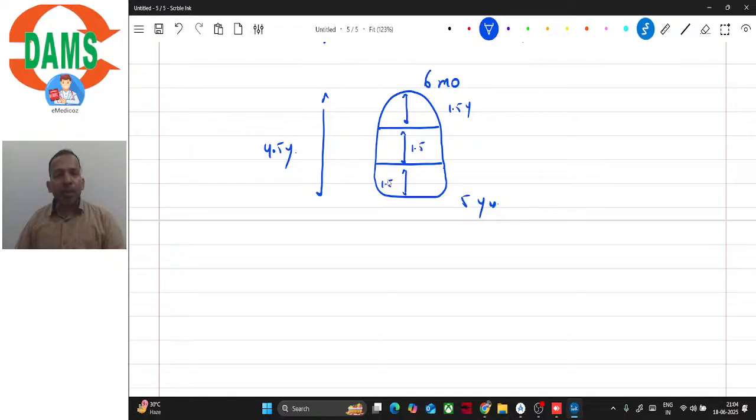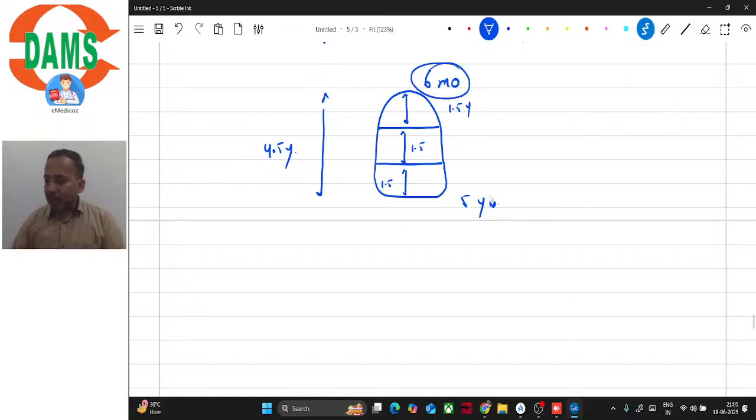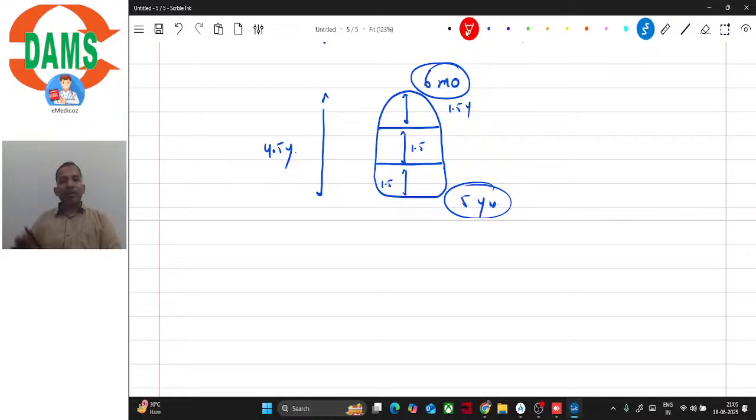So let's say this tooth completed in 3 different segments, 1.5 years each, and it initiated at 6 months and completed at 5 years of age. And as we know, where does the initiation begin? At the incisal edge or at the gingival margin? The markings that I have done, 6 months at the cervical margin, 5 years at the incisal edge. Is it correct or is it wrong? Where does the tooth initiate?